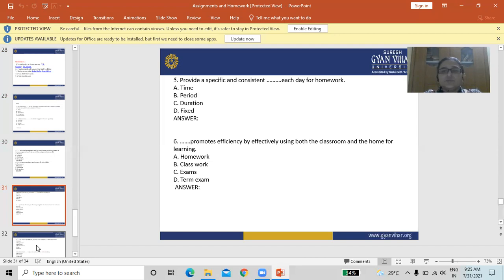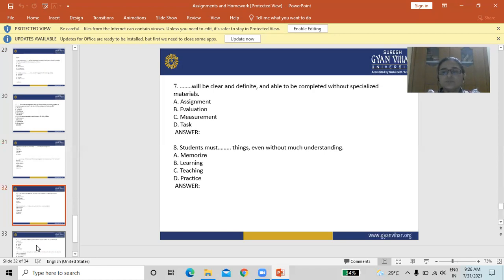Next MCQs, fill in the blank, promote efficiency by effectively using both the classroom and the home for learning. Option A, homework. Option B, classwork. Option C, exam. Option D, term exam. Choose the appropriate answer. You have 4 options.